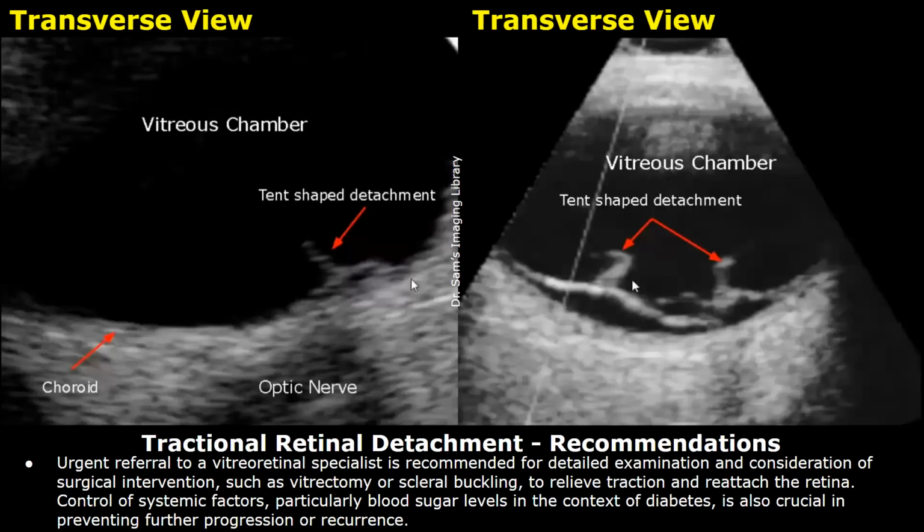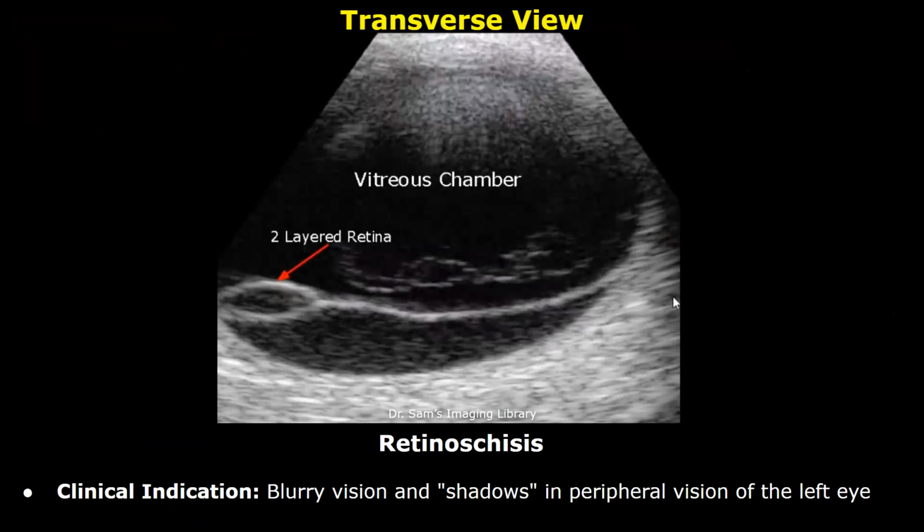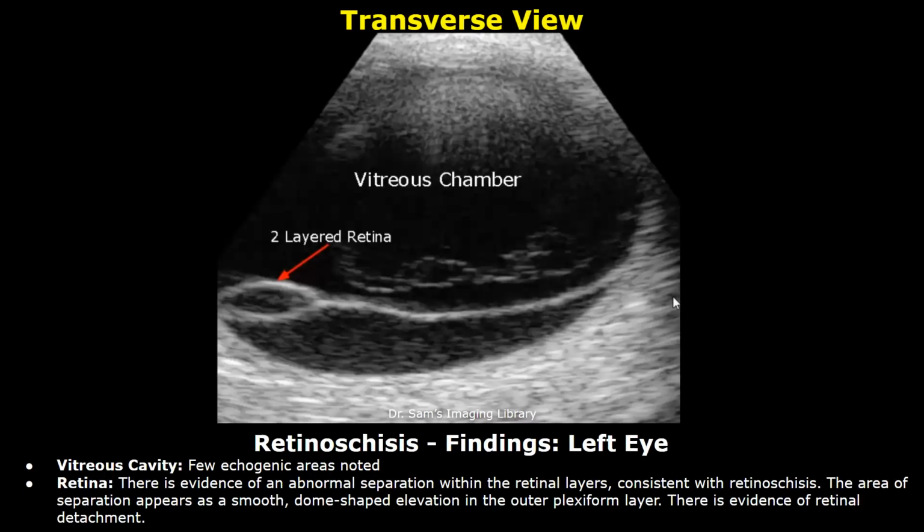This is a report of retinoschisis. Clinical indication: blurry vision and shadows in the peripheral vision of the left eye. These are the findings. Vitreous cavity has some echogenic areas. There is evidence of an abnormal separation within the retinal layers consistent with retinoschisis. The area of separation appears as a smooth, dome-shaped elevation in the outer plexiform layer.